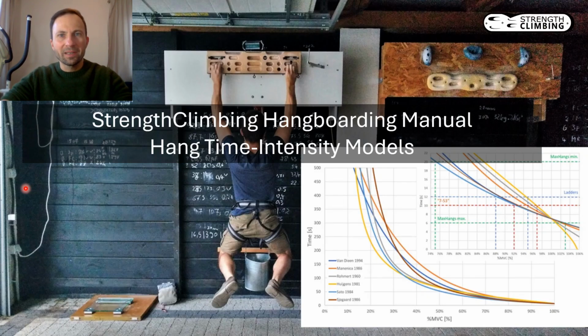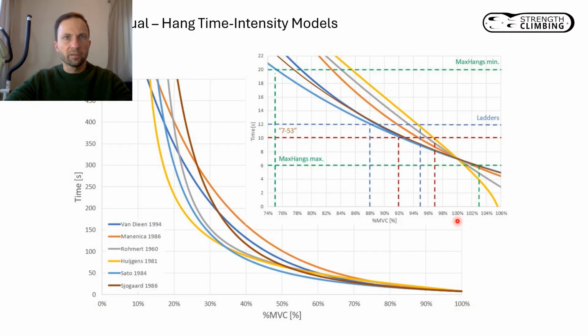Hello, welcome to the Strength Climbing Hangboarding Manual. In today's episode, I'm going to talk about hang time intensity curves for hangboarding and how we can effectively use them to design hangboarding programs. An ET curve shows the relationship between the intensity of an isometric contraction and the maximum time for which this contraction can be held. An isometric contraction means that the muscle length is constant. It's neither shortening nor lengthening.